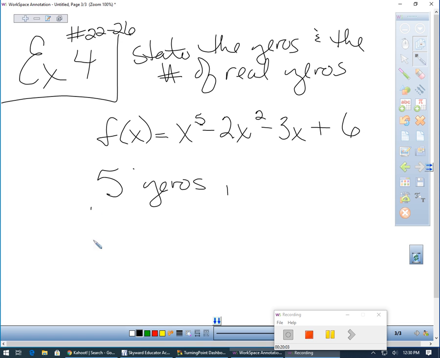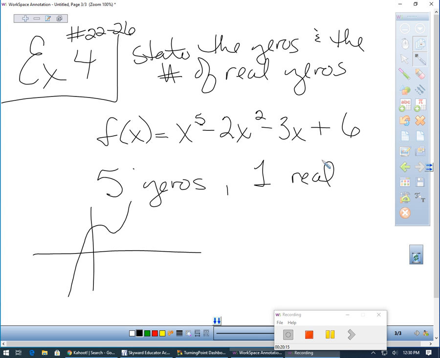Alright, so you should have gotten a graph that kind of looks like this, right? So it crossed the x-axis one time. So how many real zeros do we have? 1 real. That's all you have to do for 22 through 26. Okay?